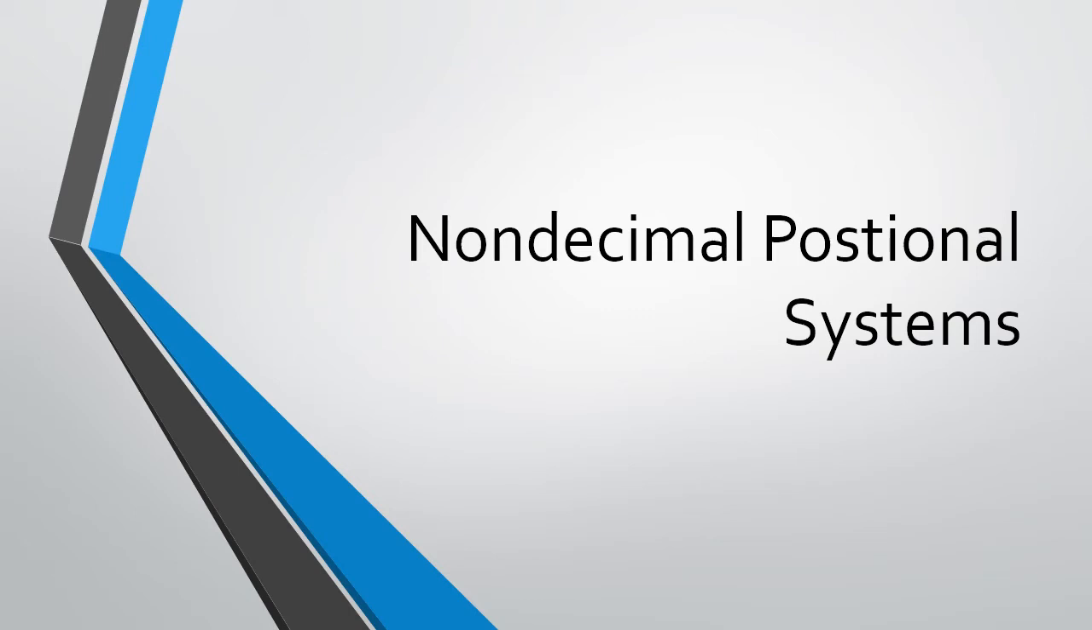Non-decimal positional systems. Okay, so we've been talking about base 10. Our number system is base 10. We have discussed some other bases briefly. We discussed the Mayans were base 20. Babylonians had some base 60. But let's think about how our system works.